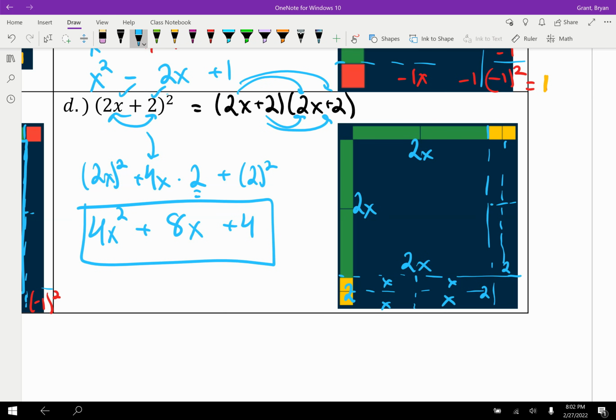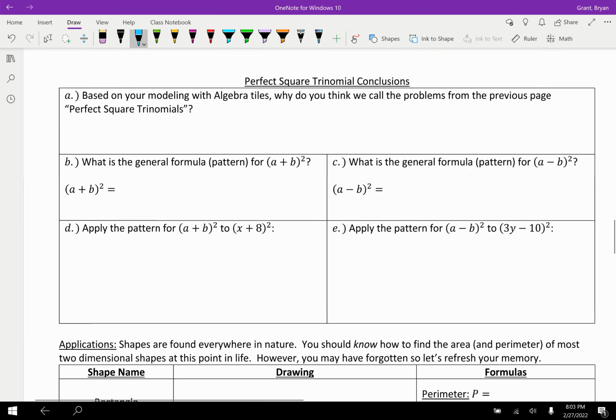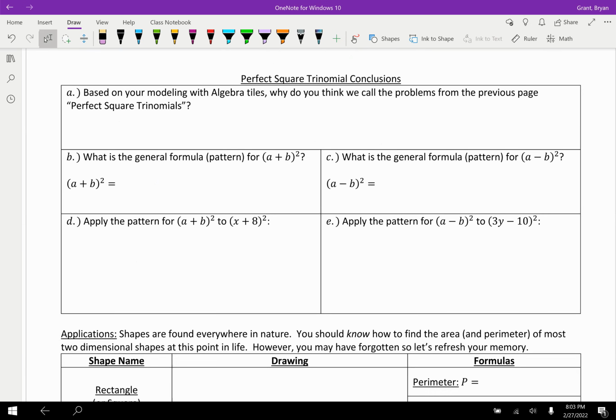How can you apply a pattern so that no matter what numbers you're using, you can still spit out the right answer? So without further ado, let's get some conclusions in here. Based on your modeling with Algebra Tiles, why do you think we call the problems from the previous page perfect square trinomials? Well, the perfect square is easy, right? We have the same base and height for, and I'm just going to say the algebra tiles.